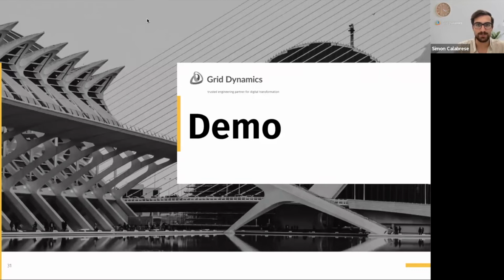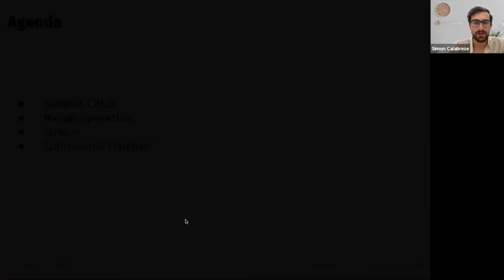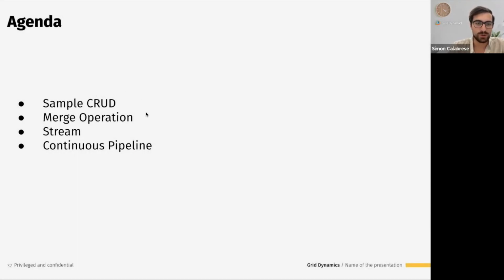All right, so let's go to the second part of our meetup. In the demo, we'll mainly show four points: how to perform simple CRUD operations, an example of a merge operation, and how to deal with streams. And then later I will show a full pipeline using a DAG approach.